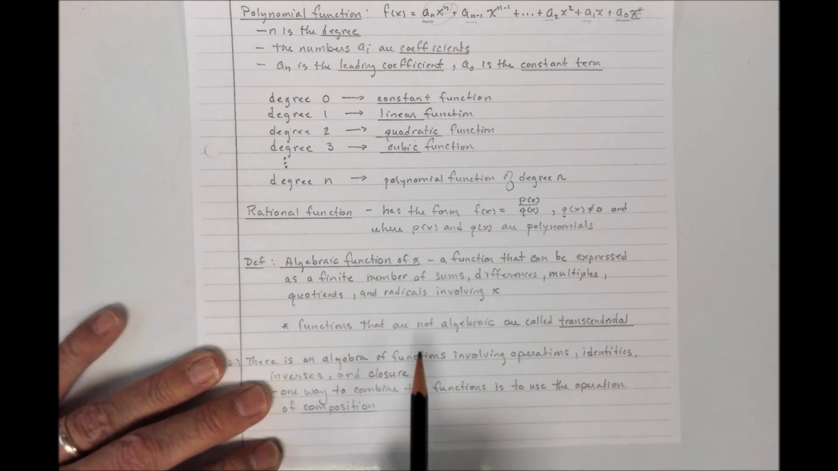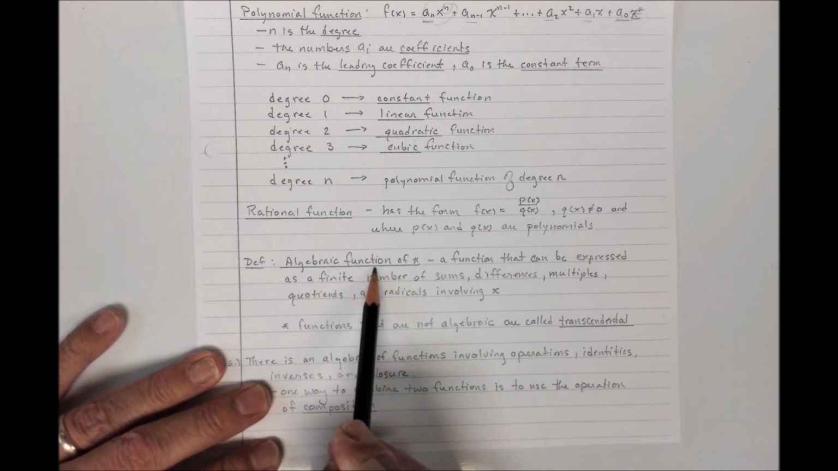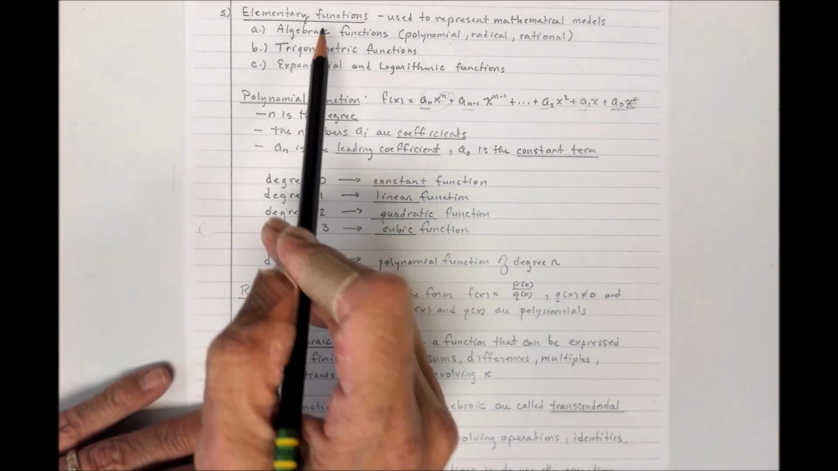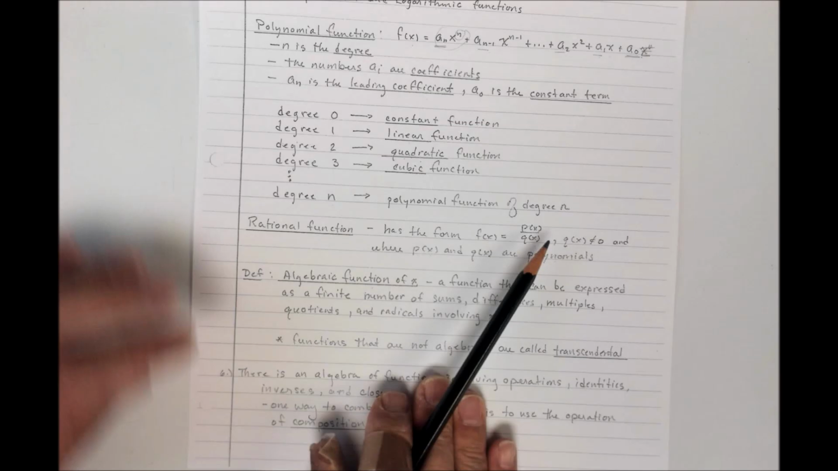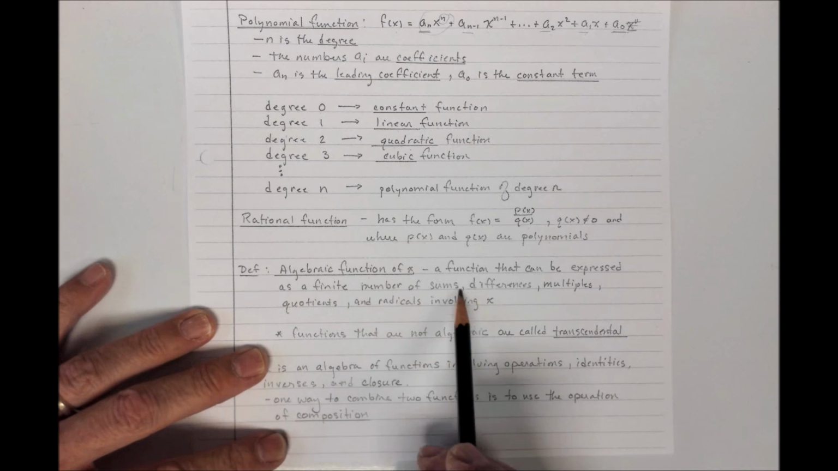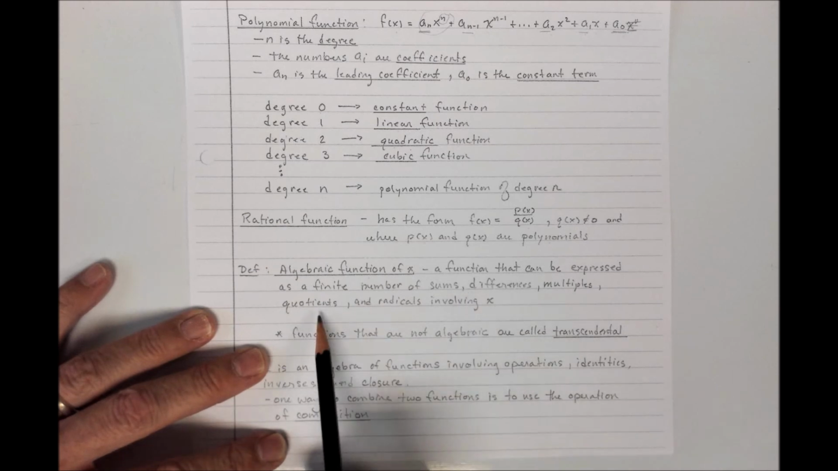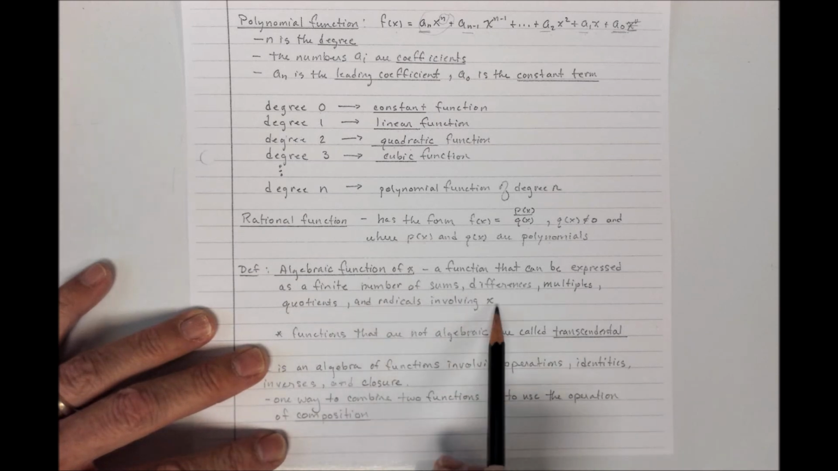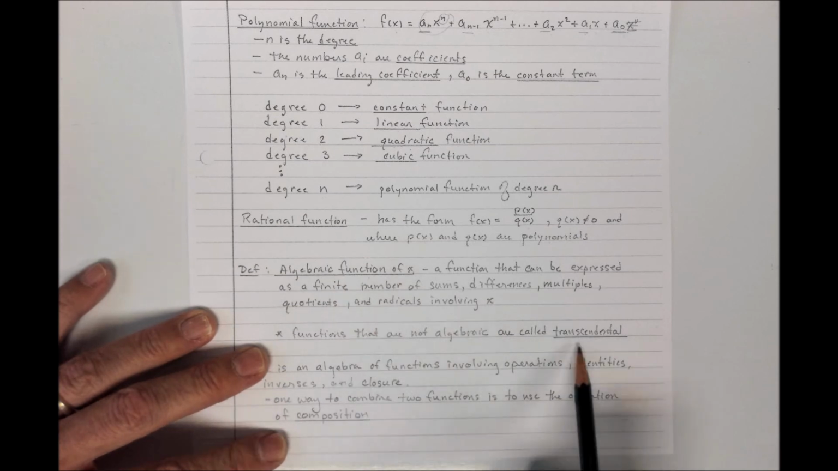All right, now, here's a nice little definition. An algebraic function, which I mentioned here as one of the elementary types, is a function that can be expressed as a finite number of sums, differences, multiples, quotients, and radicals that involve x. Now, if it's not algebraic, then we refer to it as a transcendental function. Functions that are not algebraic are transcendental. Transcendental would be like your trig functions.